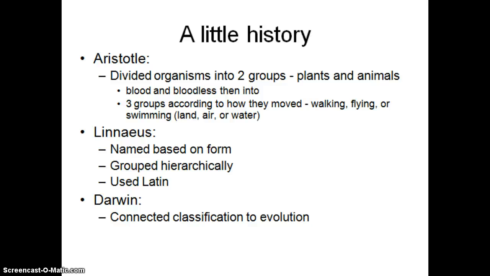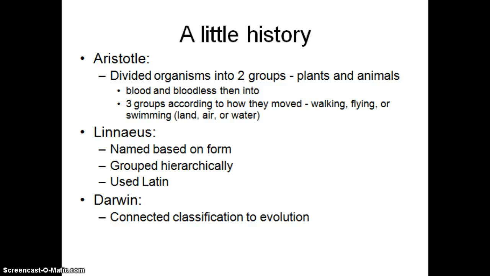So Aristotle was the first to try to put some kind of classification system in place, and because they didn't know a lot about animals, he really just said, all right, it's either a plant or an animal, and if it's an animal, do they have blood or do they not? And then furthermore, breaking it down to say, well, where do they live? Do they live in the water? Do they live on land? And so forth and so on.